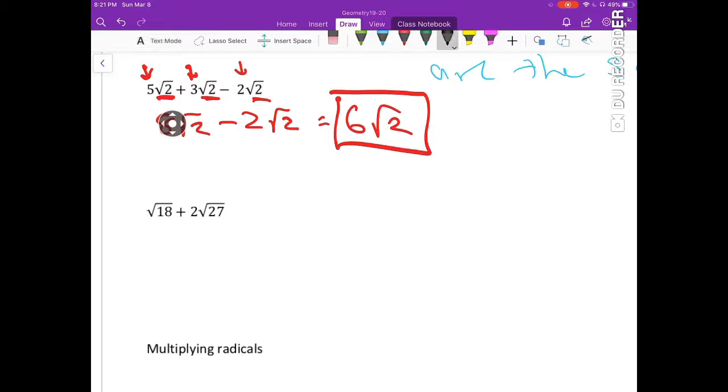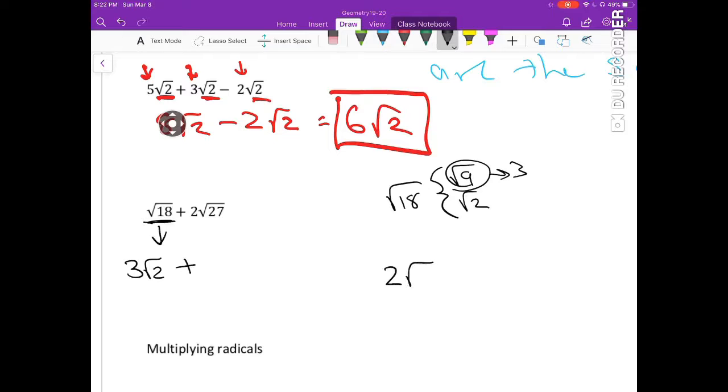All right, so first we're going to simplify square root of 18. We did that in the last video. So I got to find a number that's a perfect square that goes into 18. We're going to square root of 9, square root of 2. Square root of 9 is perfect, so it comes out as 3. So this I'm going to rewrite as 3 radical 2 plus whatever I get for 2 square root of 27.